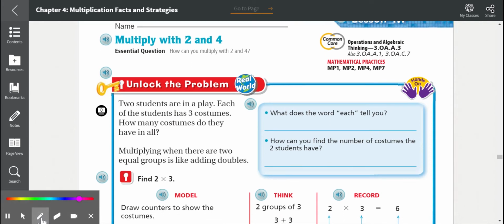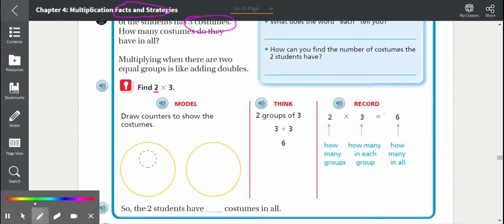Okay. Two students are in a play. Each of the students has 3 costumes. How many costumes do they have in all? Okay, so let's circle what we need. There are 2 students that are in a play, and each of the students has 3 costumes. We want to know how many costumes is that in all. So this is like doing 2 times 3, but there's something special that happens with multiplying by 2. Multiplying when there are 2 equal groups is like adding doubles. Because if we're timesing anything by 2, we're just taking that other number and doubling it.